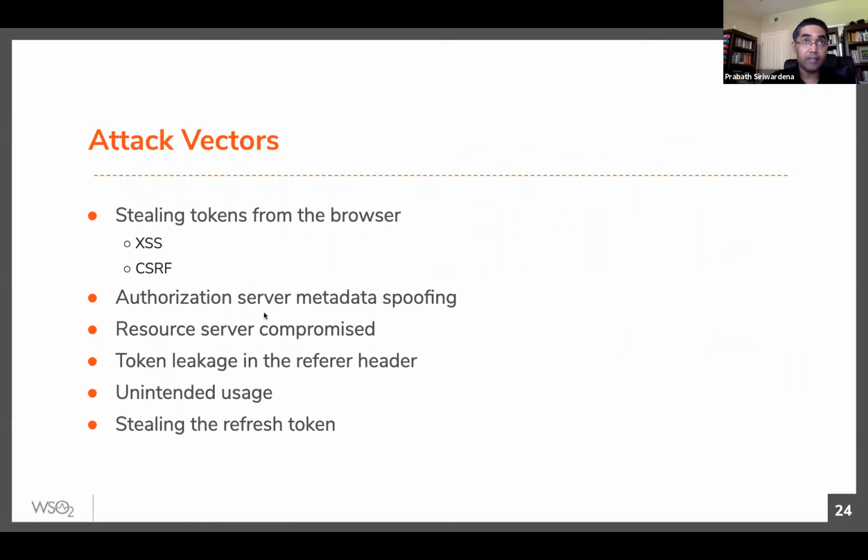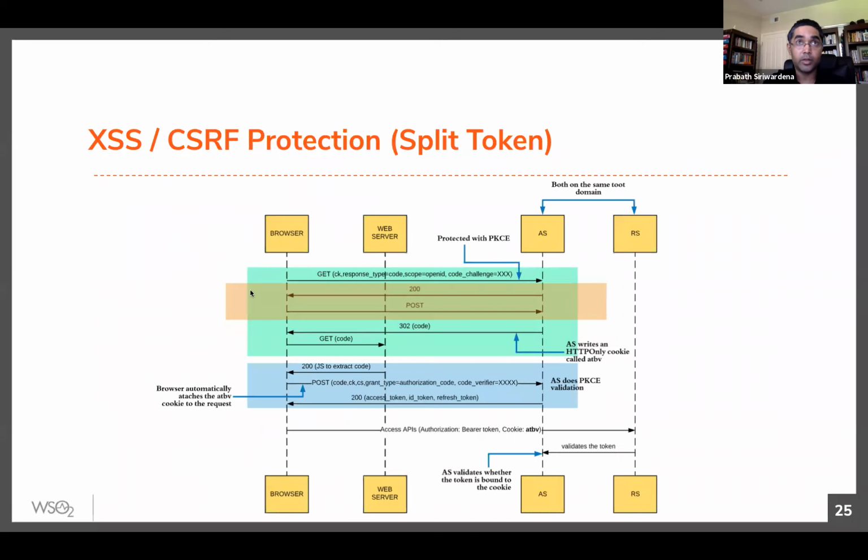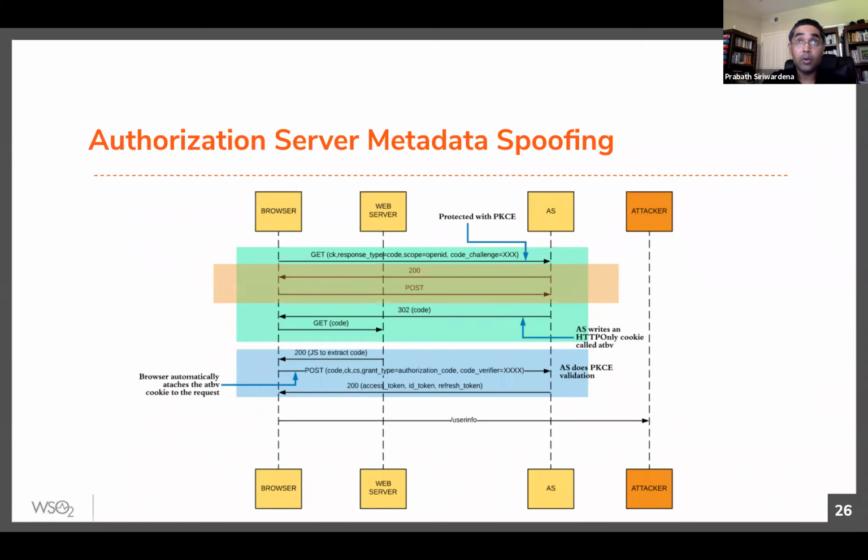Then some of the attack vectors. So we already discussed the first one, right? That we'll see how to address other stuff. So this we discussed already, and you must use PKCE to prevent code interception attacks. And authorization server metadata spoofing.